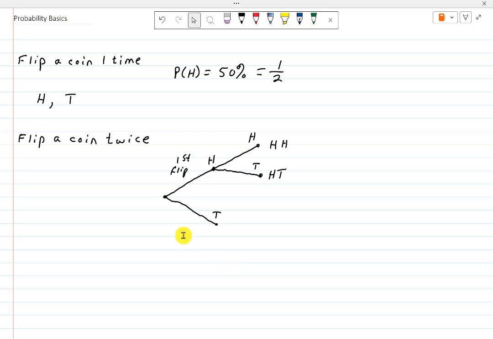Next, if I look at the other flip from the beginning, the one that yielded a tail originally, once that tail is established, when I flip the coin again, I can either get a heads or a tail equally likely as before. So now if we follow along this branch here, we have tails, heads. And then finally, the very last branch is tails, tails. So what you see here are a collection of 4 outcomes.